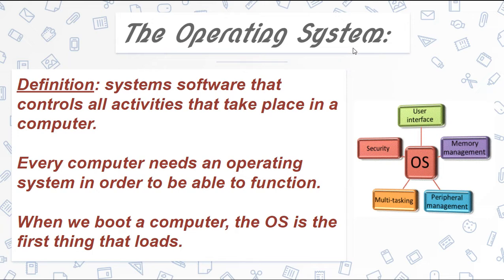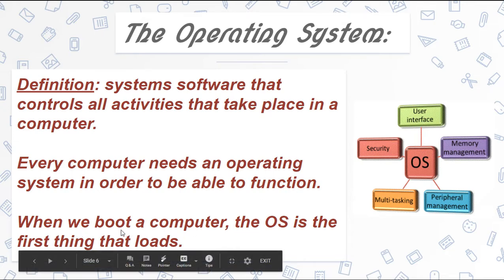The operating system is system software that controls all activities that take place in the computer. Every computer needs an operating system in order to be able to function. When we boot the computer, so we start the computer, we switch on the on button, the operating system is the first thing that loads.